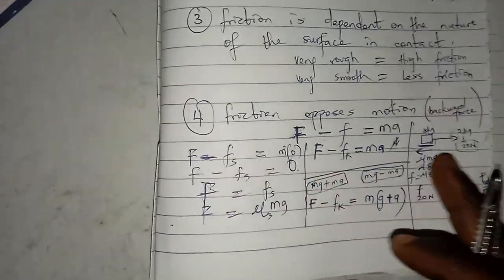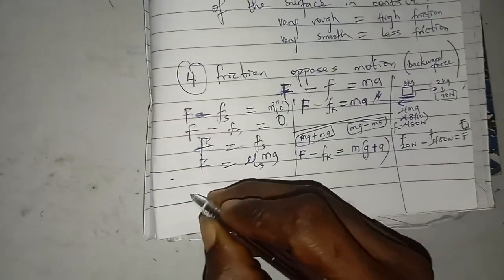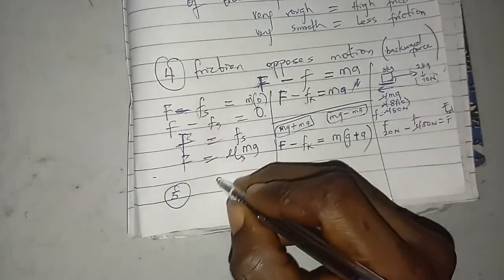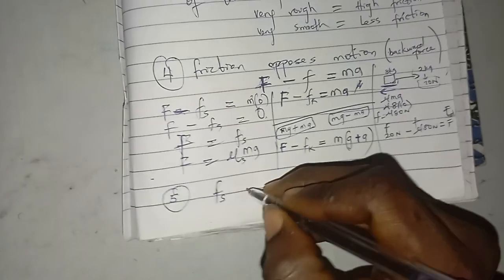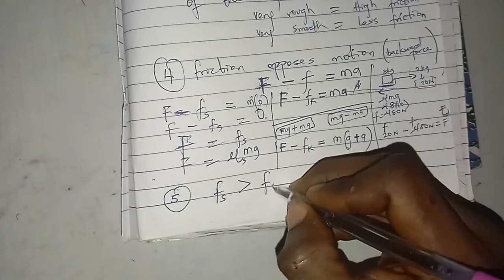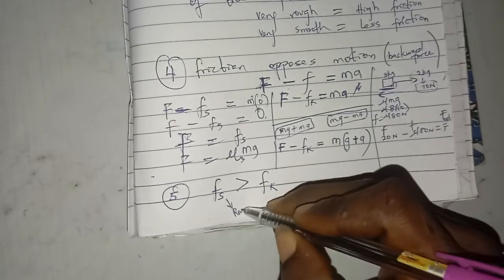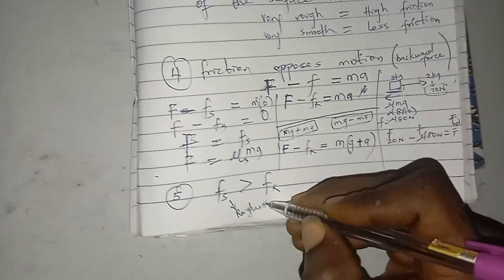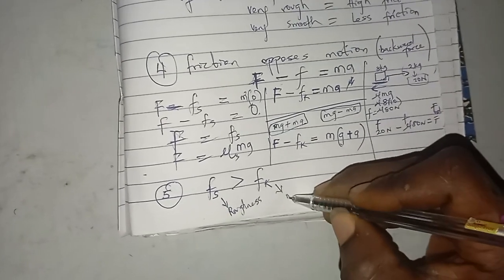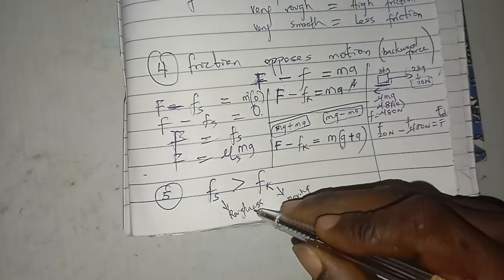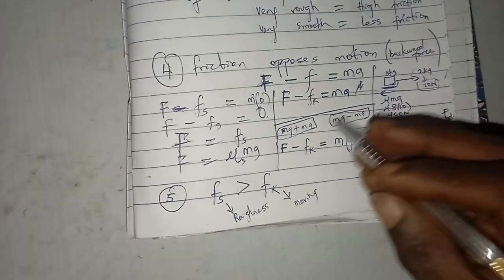And still remember, we are dealing with the laws. So number 5, the fifth law, is that static friction will always be greater than kinetic friction. And I've told you the reason: there is more roughness when a body is at rest than when it is already moving. The surfaces are hardly in contact when it is moving compared to when it is still at rest.